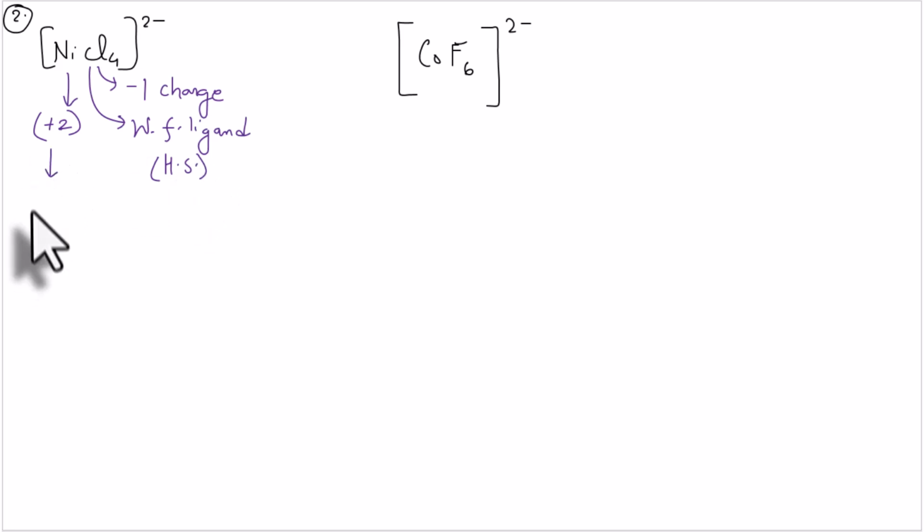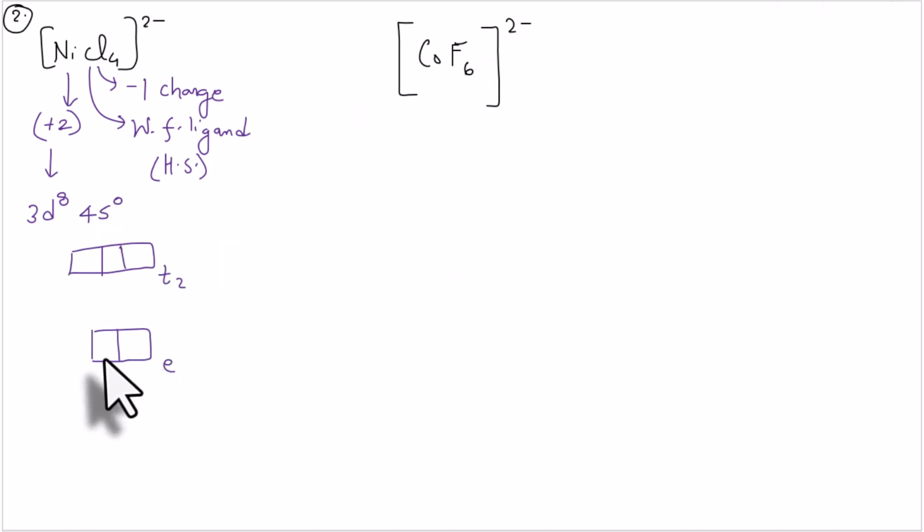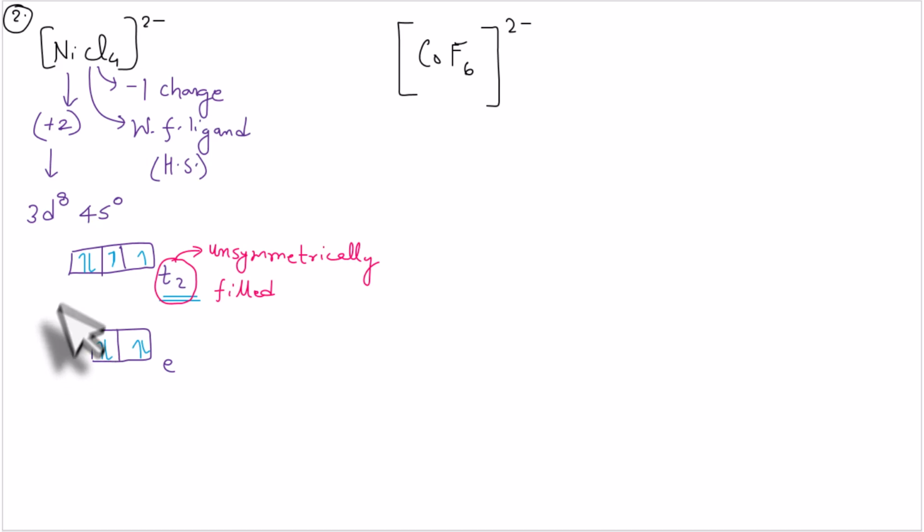And nickel in the plus 2 oxidation state has 3d8 4s0. Now we fill these 8 electrons in E and T2. So 1, 2, 3, 4, 5, 6, 7 and 8. Now you can see this T2 orbital is unsymmetrically filled because we have 3 orbitals and 4 electrons.